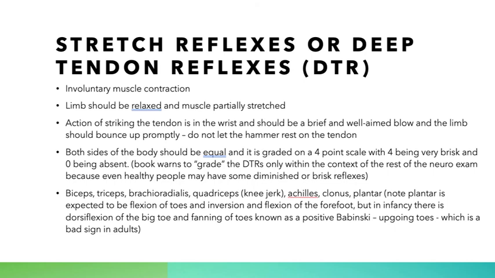Now, plantar is interesting because we're going to expect to see flexion of the toes and inversion and flexion of the forefoot, but in infancy there is dorsiflexion of the big toe and fanning of the toes, known as a positive Babinski sign, where the toes are upgoing. Now, this is a bad neurological sign when it occurs in adults.